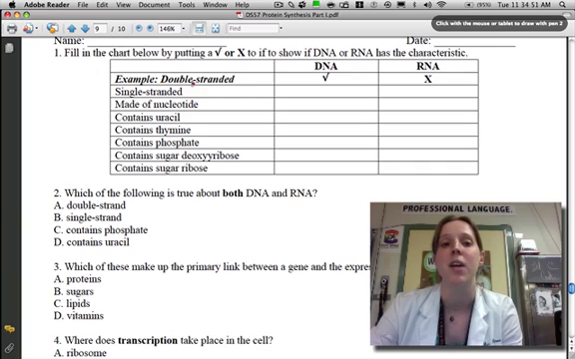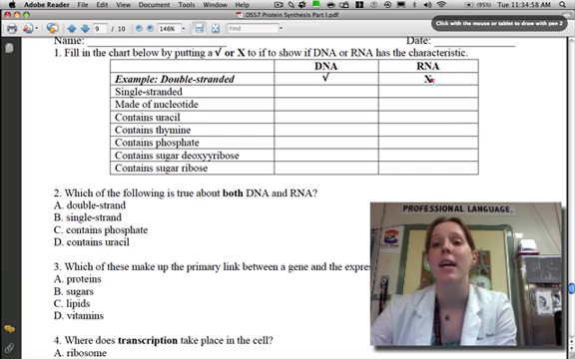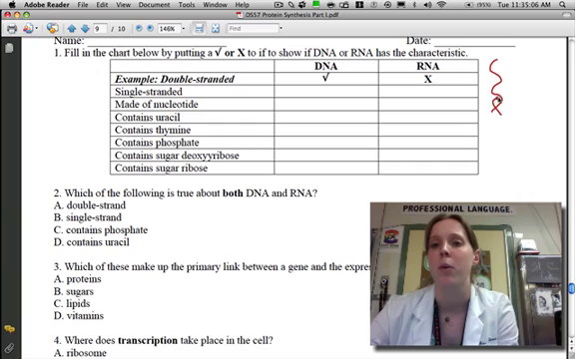The example says double-stranded, and I can see that only DNA is checked, which means that only DNA is double-stranded. RNA has an X because it is not double-stranded, and that fits with what I know about DNA and RNA. I know that DNA has two sides that are twisted around in a double helix, whereas RNA is much skinnier and looks like just half a DNA, kind of like this.